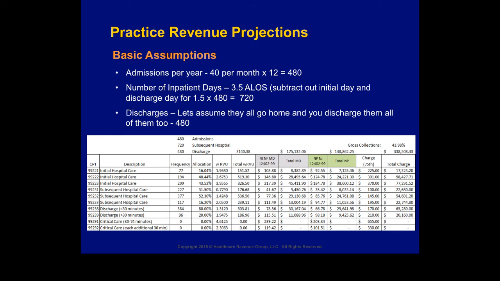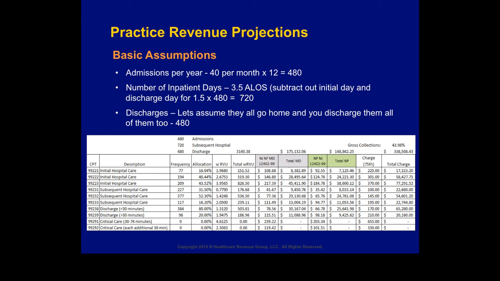Discharges, let's assume they all go home, no one dies, and you discharge all of them as well, so 480. So what I did is I took my 480 admissions, my 480 discharges, and my 720 subsequent hospital visits, and divided them out on an allocation. This allocation comes from the same concept that we had on the outpatient with the bell curve. Guess what?